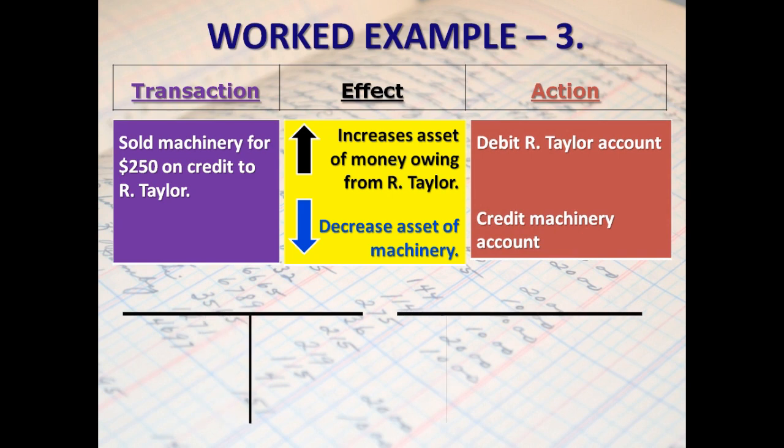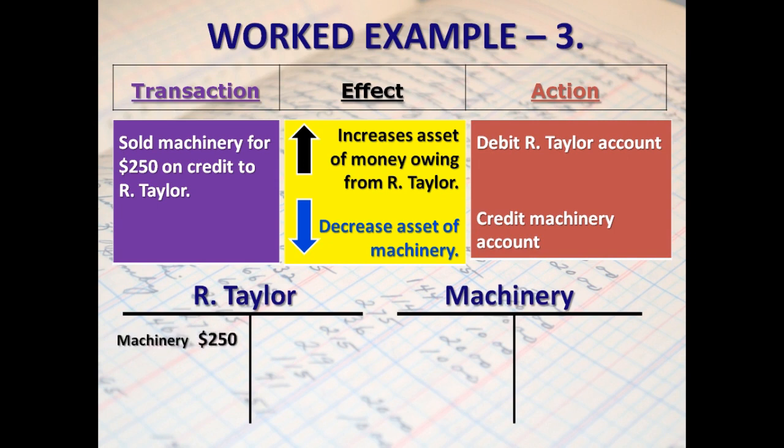Let's now post those transactions into our T accounts. Our 2 T accounts are R. Taylor, machinery. In R. Taylor's account, we debit $250, narration machinery. In the machinery account, we credit $250, narration R. Taylor. Okay, fantastic.